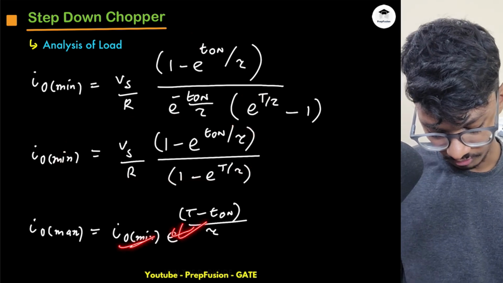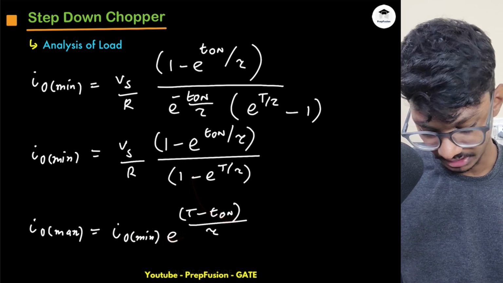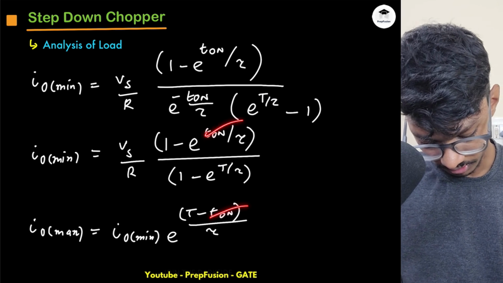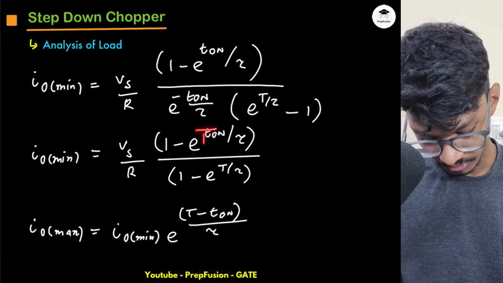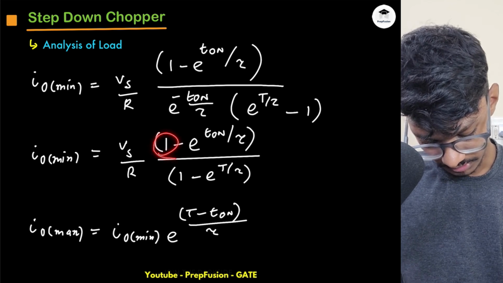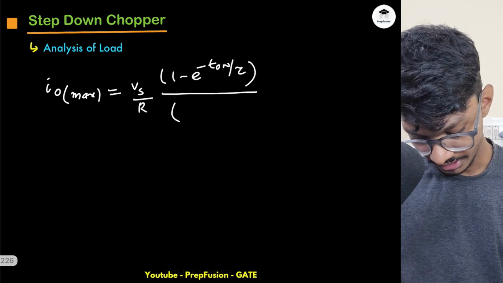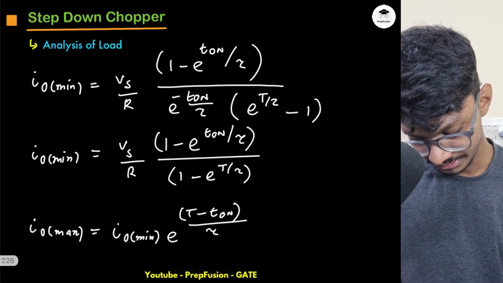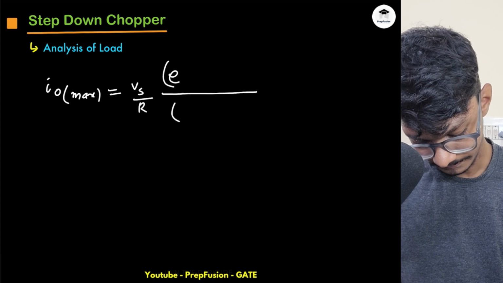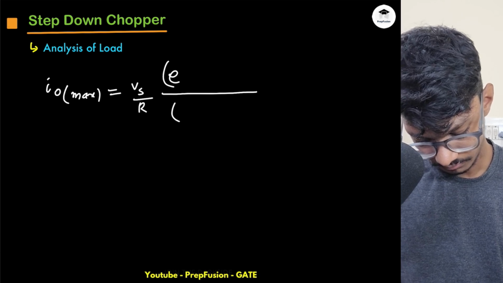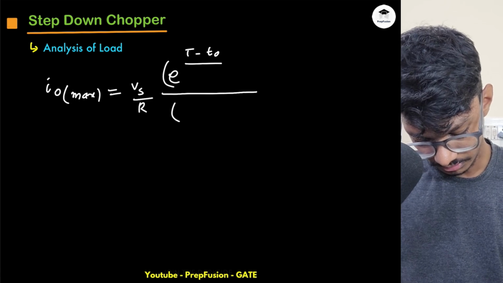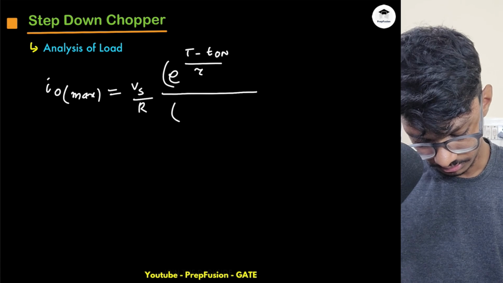Now I want to find IO maximum, right? If I want to find IO maximum, I'll just multiply. So what equation will I get? If I multiply this, t on and t on will get cancelled. This will be IO e raised to power t, and what else will be present? This part will again be e raised to power minus t. So this will be e raised to power t minus t on, divided by tau.